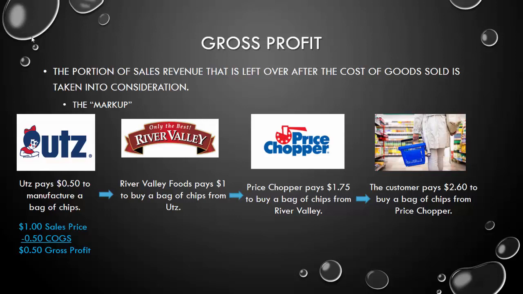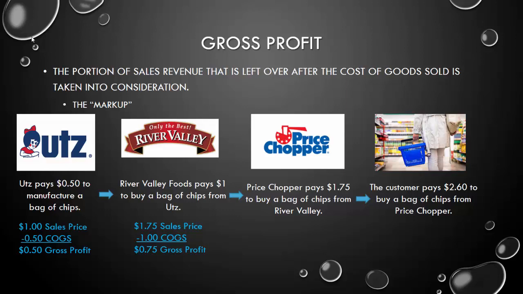of chips. River Valley Foods, who paid $1 for these chips from Utz in the first place, goes ahead and sells them to Price Chopper for $1.75. How did they make out? They had a $1.75 sales price. Their cost basis, or their COGS for the chips, was $1, which means they make 75 cents profit off the sale of each bag of chips.